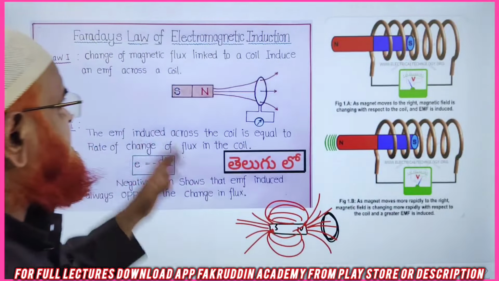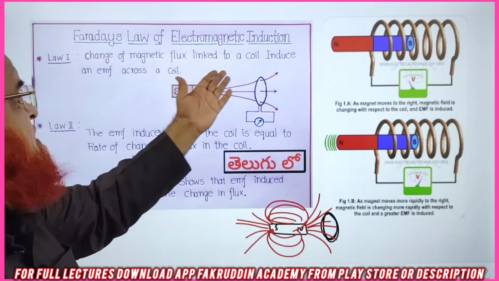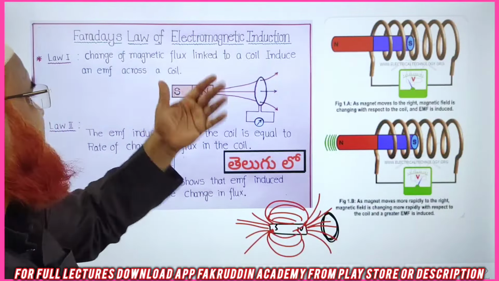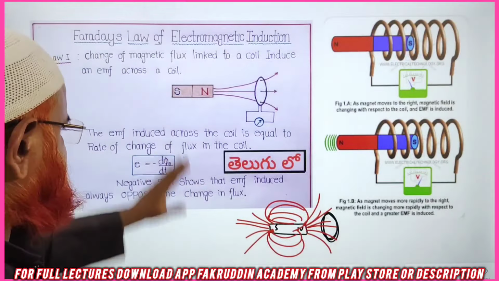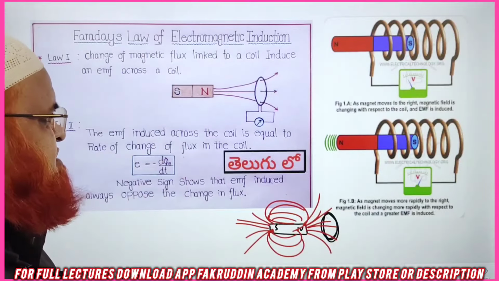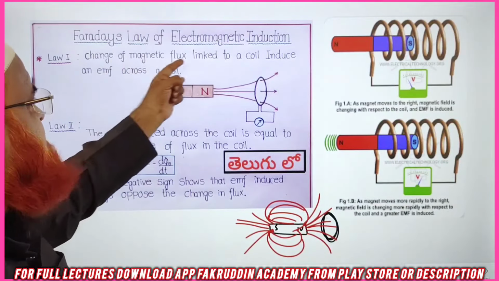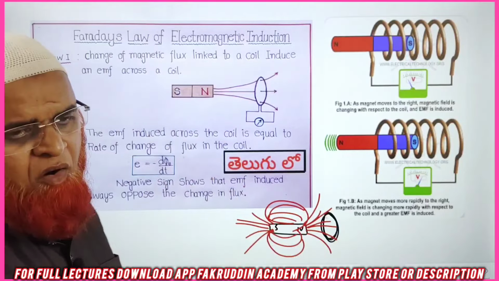So, this is called Faraday's law. What is Faraday's law actually telling? A change in the magnetic flux linked with the coil induces an EMF in the coil. It is the easiest definition in the world, though books make it complex. Change in magnetic flux linked to the coil induces an EMF in the coil.